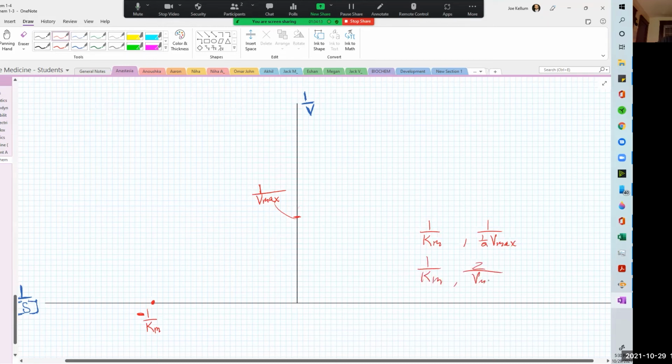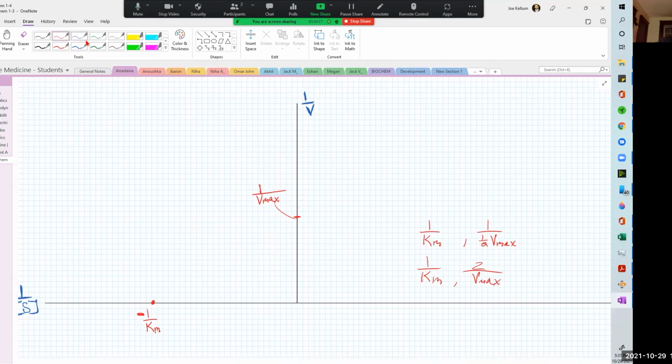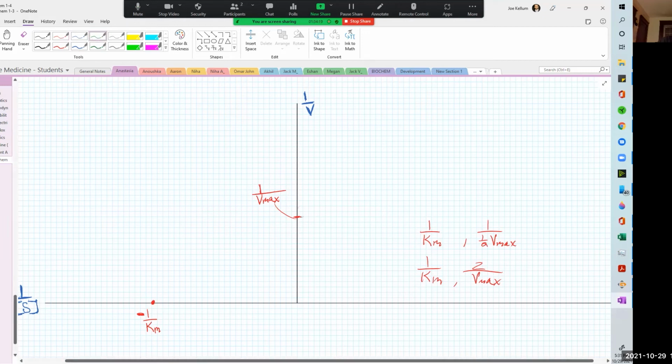That's the same as saying 1 over Km, 2 over Vmax. 2 over Vmax is just double 1 over Vmax. So whatever this distance is, the distance between my y-intercept and the x-axis, I just take that same distance again. So this is 1 over Vmax, and now this point right here is just 2 over Vmax.